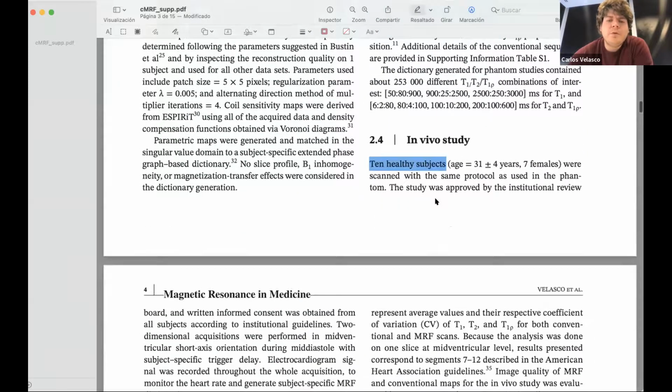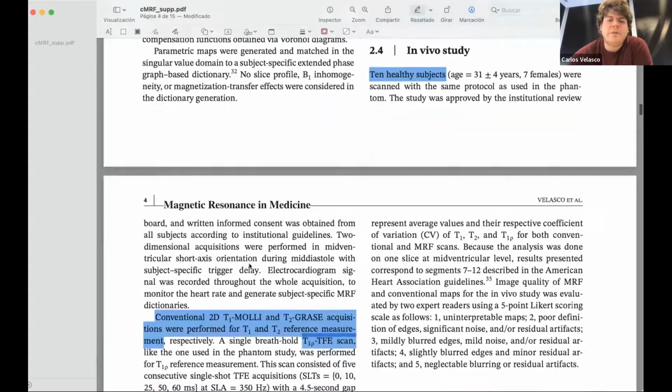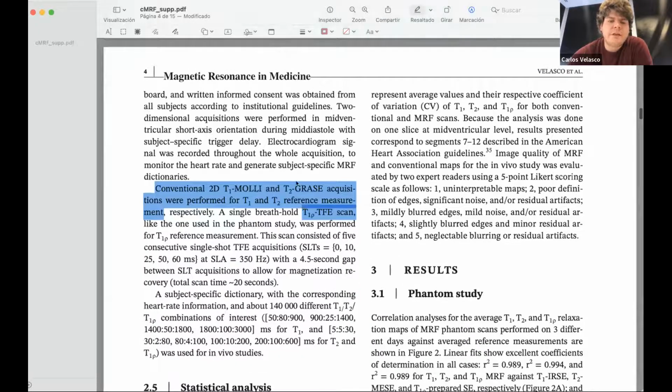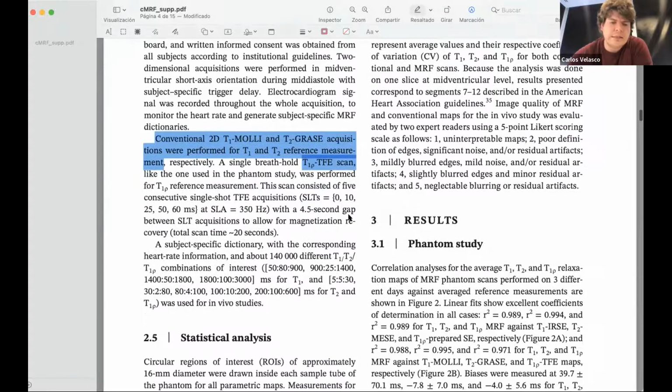And for the in vivo study, we couldn't afford the long spin echo sequences, so we used 10 healthy subjects, and we validated our sequence against 2D, just one slice at the mid-ventricular level, T1 MOLLI and T2 GRASE, and also a T1 rho two-profile echo scan, a T1 rho magnetization prepared scan, where we would fit the T1 rho exponential decay along different spin-lock times. Here are the details.